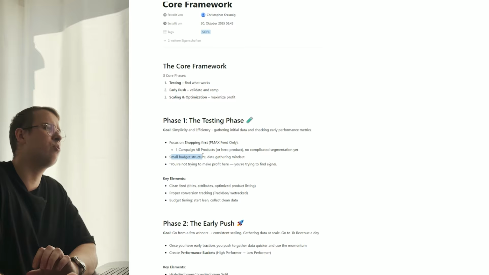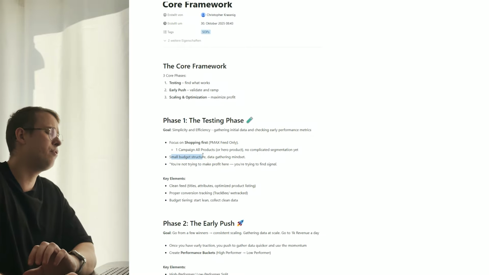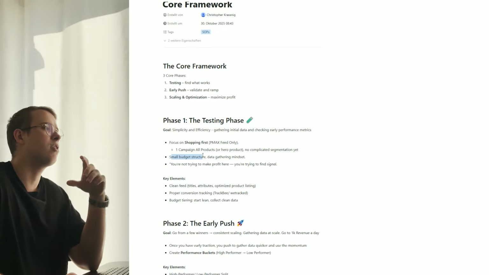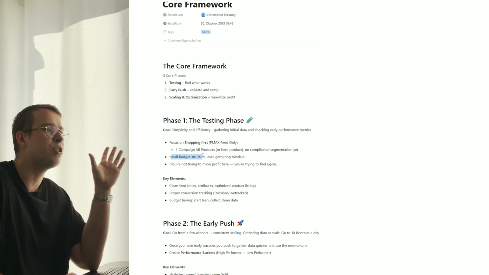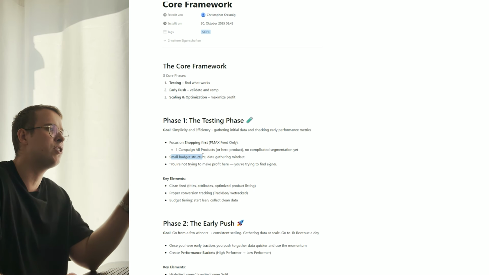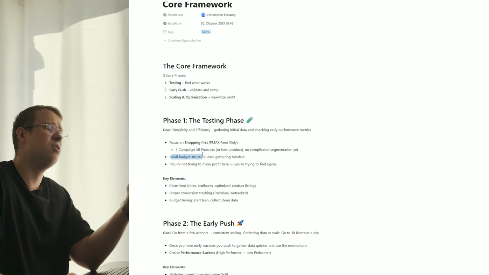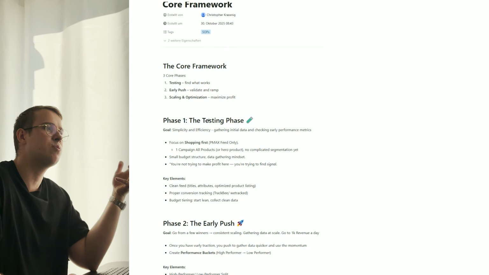You don't want to start with bigger budgets. Obviously it depends: if you're already crushing it with your other channels and have big budgets and a lot of data coming in, you can start with a bigger budget. But usually you should start with a smaller budget because the algorithm is messy in the beginning, CPC is too high, and it's not super efficient yet. So you want to start with a small budget and gather some data first. That's why we said keep it simple, keep it efficient, check the early performance metrics.